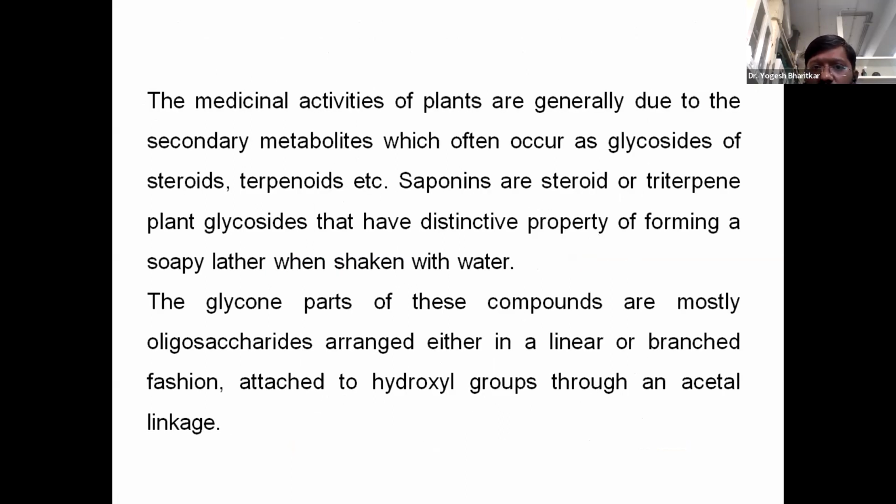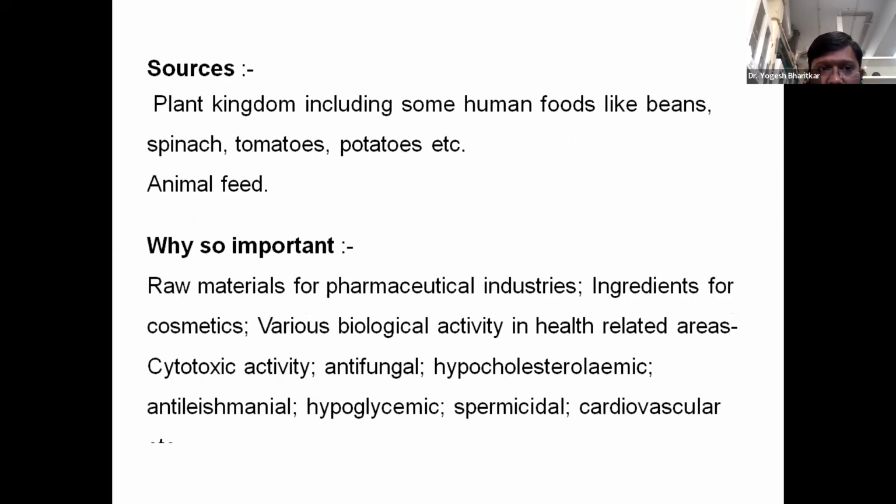The medicinal activities of plants are generally due to secondary metabolites, which occur as glycosides, steroids, terpenes, etc. Saponins are steroid or triterpene plant glycosides with the distinctive property of forming a soapy lather when shaken with water. The glycan part of these compounds is mostly oligosaccharide, arranged in a linear or branched fashion, attached to a hydroxyl group. If attached to a hydroxyl group, we can say it is an ether linkage. If attached to an acid group, it is an ester linkage, an ester glycoside.